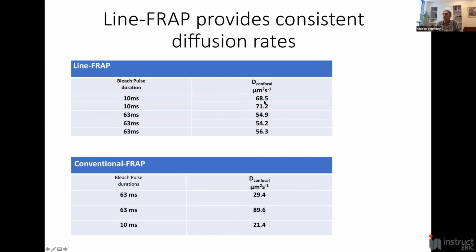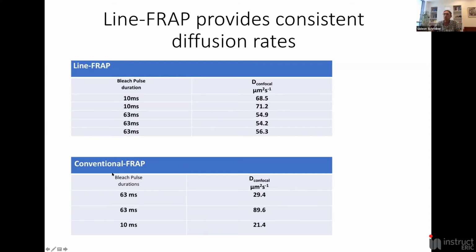In all cases, there is some difference between the 10 and 63 millisecond, but the difference isn't really that huge. It's quite small. So we get consistency. And the reason that we get the consistency here is because the slower diffusion time and the larger R values compensate for one another. So overall, we get nice values here.